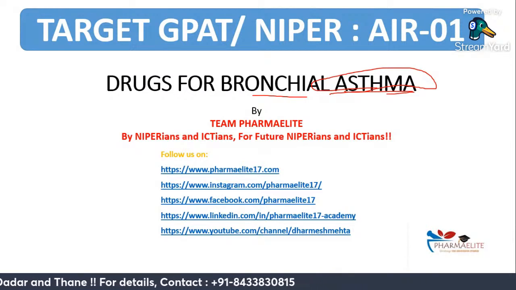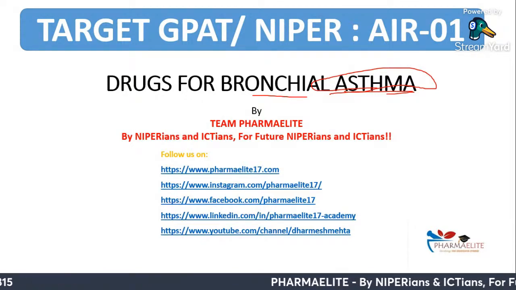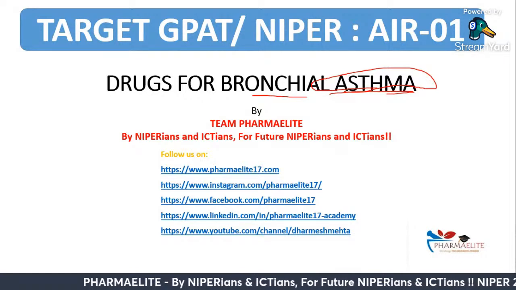How many of us have medicinal chemistry in our college semesters? Have you already started with medicinal chemistry as a subject?